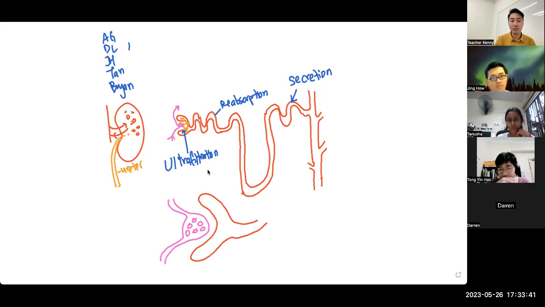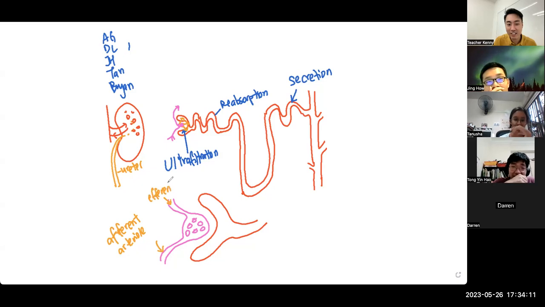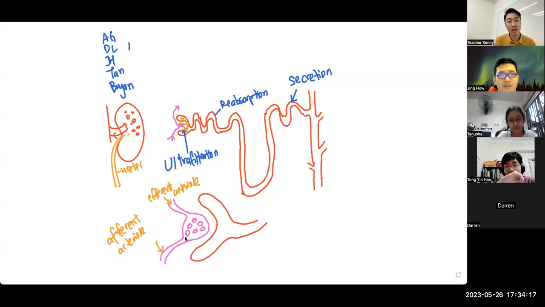All right, Tanusha, try. So the diameter of afferent arteriole is bigger than the diameter of efferent arteriole. This causes high hydrostatic pressure. This pressure causes ultrafiltration to occur. Okay, thank you. This arteriole is called efferent arteriole. So what makes the liquid come out is because of the diameter.